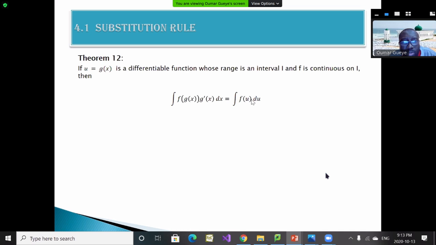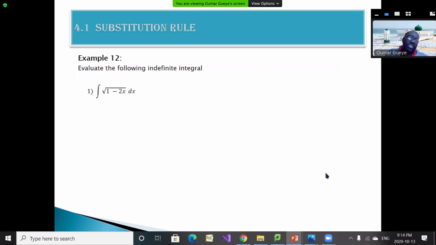When you get the solution in terms of u, don't forget to substitute back, because your initial integral was in terms of x, so your solution should be in terms of x. So when you use the substitution and get the solution in terms of u, don't forget the last step, which is substituting back u by g of x in order to get the solution in terms of x. Okay, so here are three examples.